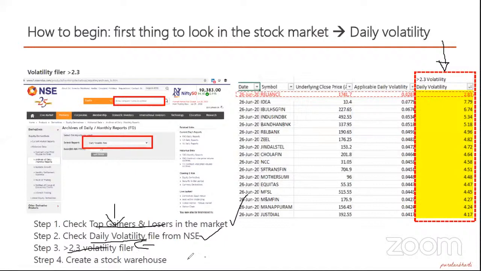So what is the idea of doing all this? We are creating a stock warehouse, where you store these stocks. So I am building a list of stocks that I want to get into, and I will wait for the right opportunity. Now, how do we identify the right opportunity? That again we will see. So let us go to the next slide.